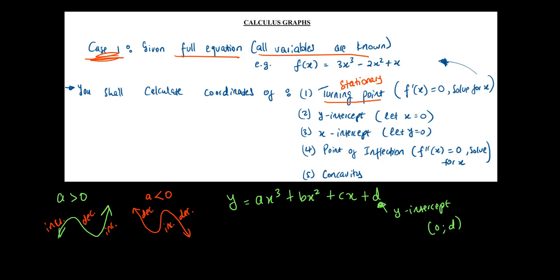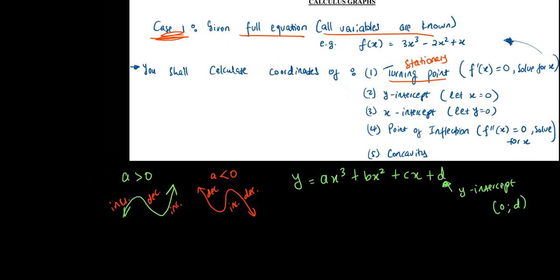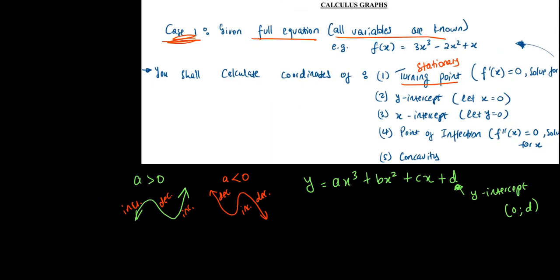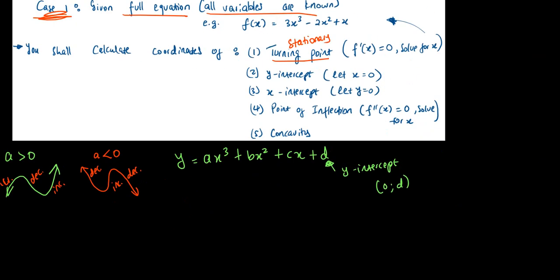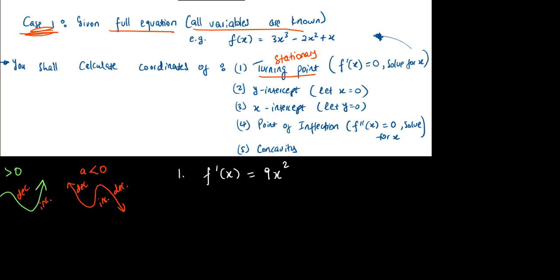If I ask you to calculate stationary points, or your turning points, the first thing you're gonna do is to find the derivative. So you say the derivative is equal to 3 times 3 is 9, x², then 3 minus 1 is 2, negative 2 times 2 is negative 4, x, and then plus 1.